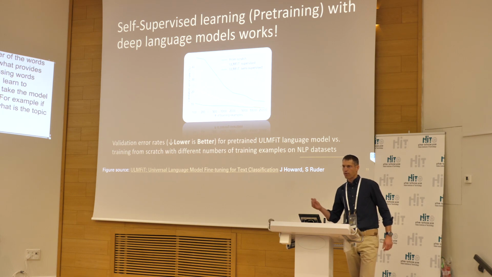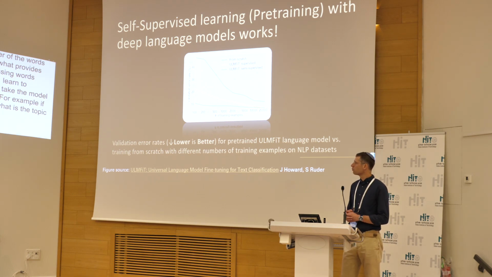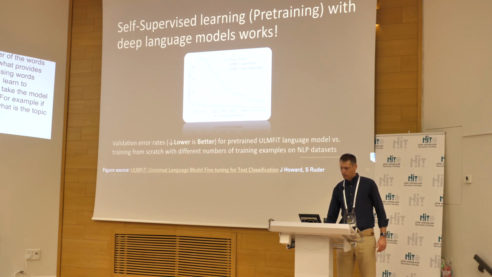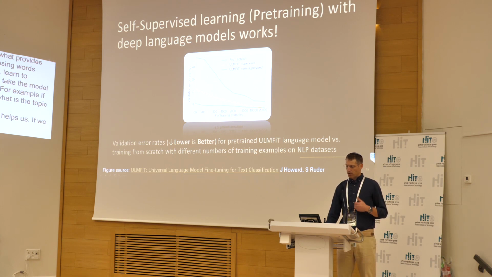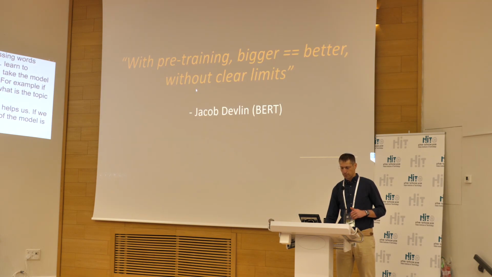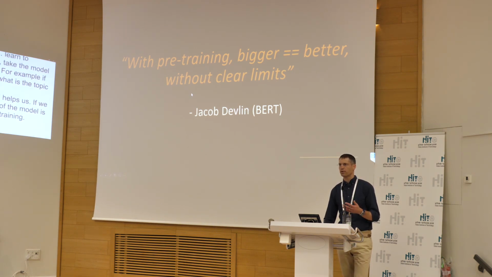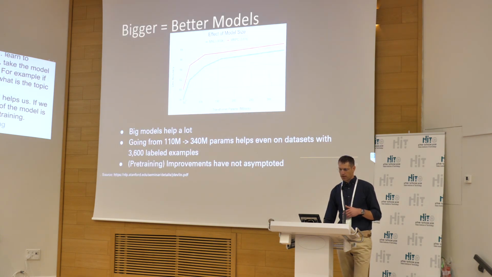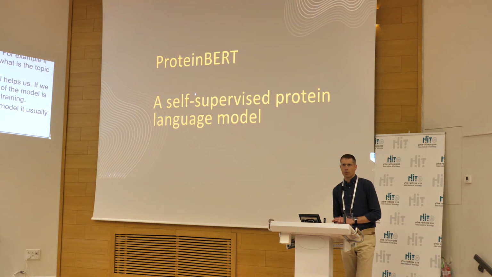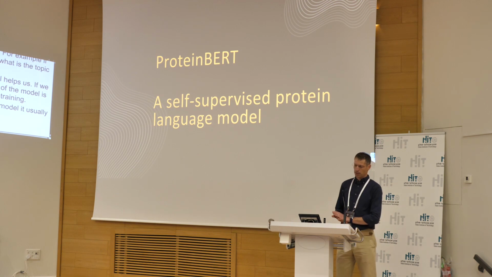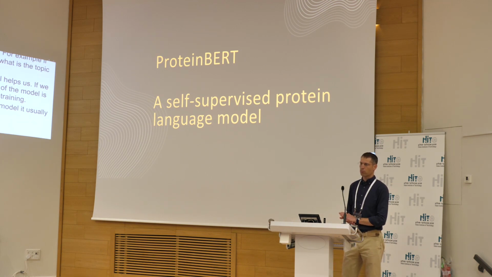So here is an example of how pre-training models help us. You can see that if we don't use pre-training, so this is the blue line, the performance of the model is much worse than if we use a pre-trained model. It was already shown that when you use a bigger pre-trained model, it usually works better, even with small data sets.